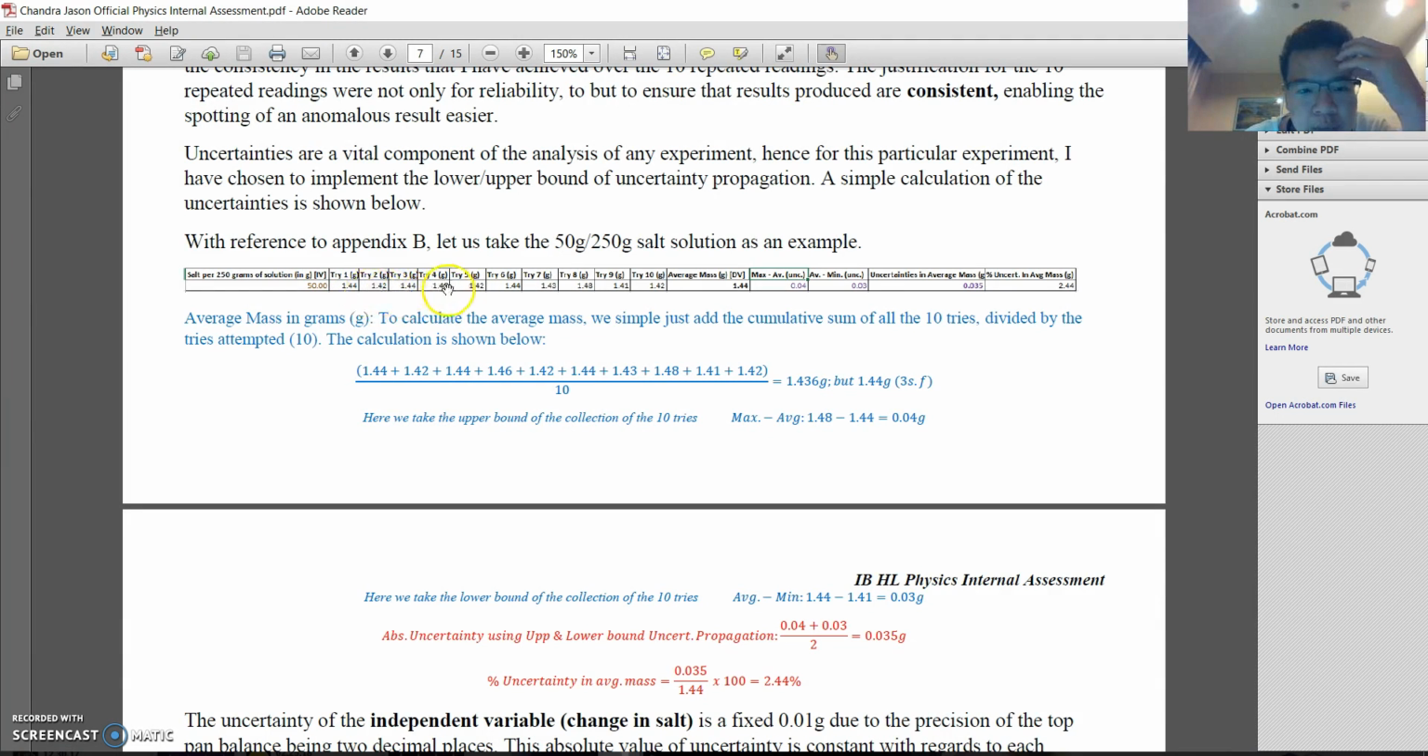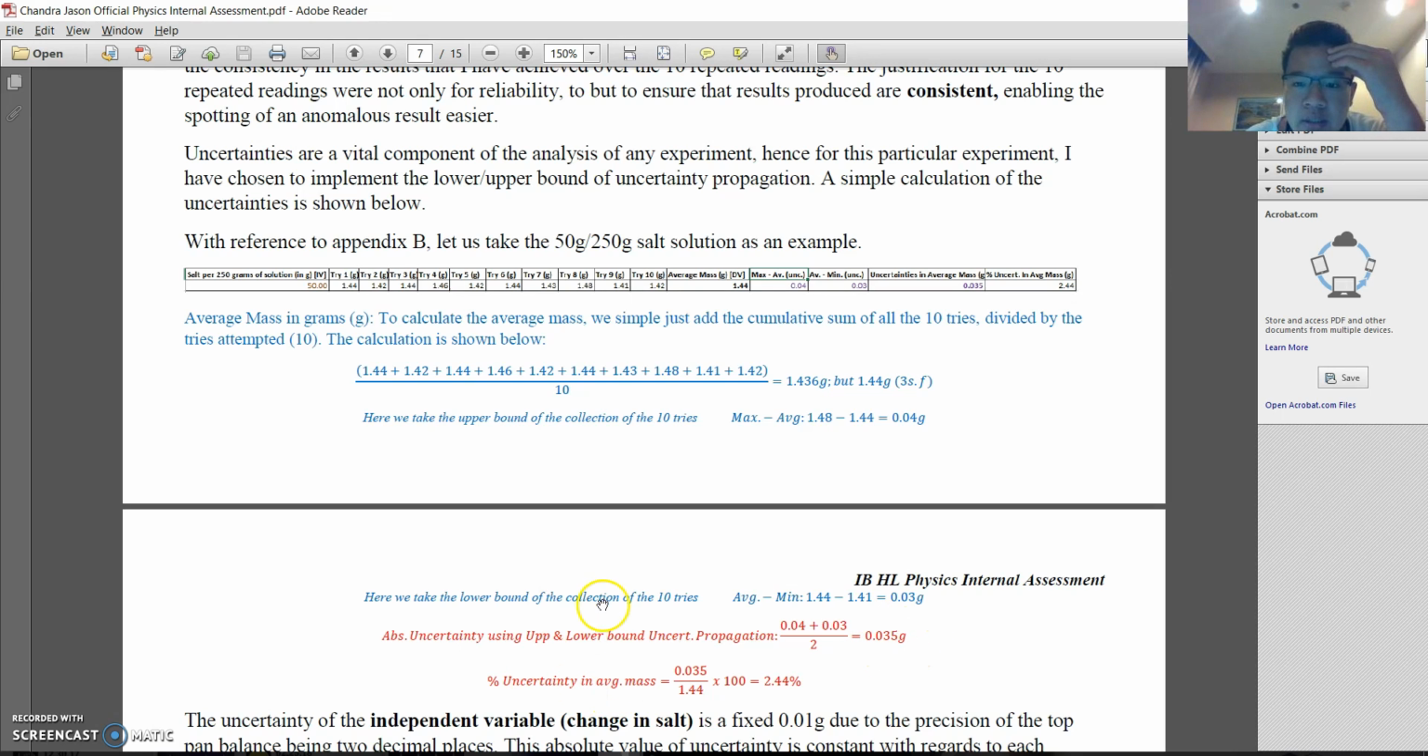So 1.48 here, minus the average right here. So you get 0.04, for example. And then you do the lower bound, which is 1.41. So you do the average minus the lower bound, which is 0.03. And then you find the absolute uncertainty of the uncertainty propagation by adding the upper bound plus the lower bound divided by 2, which gives that 0.035.